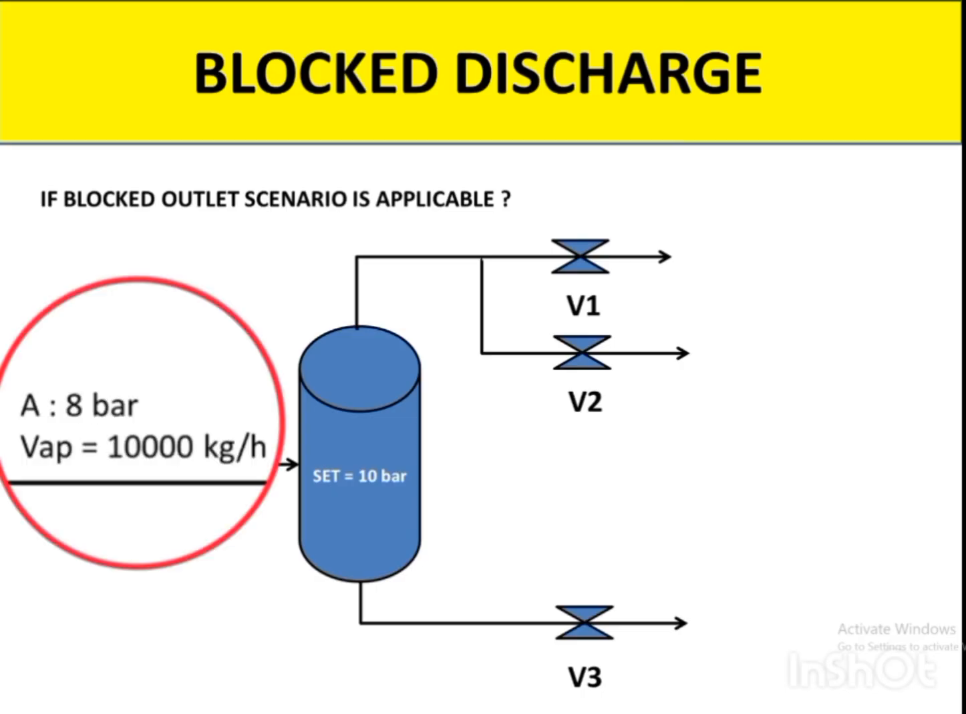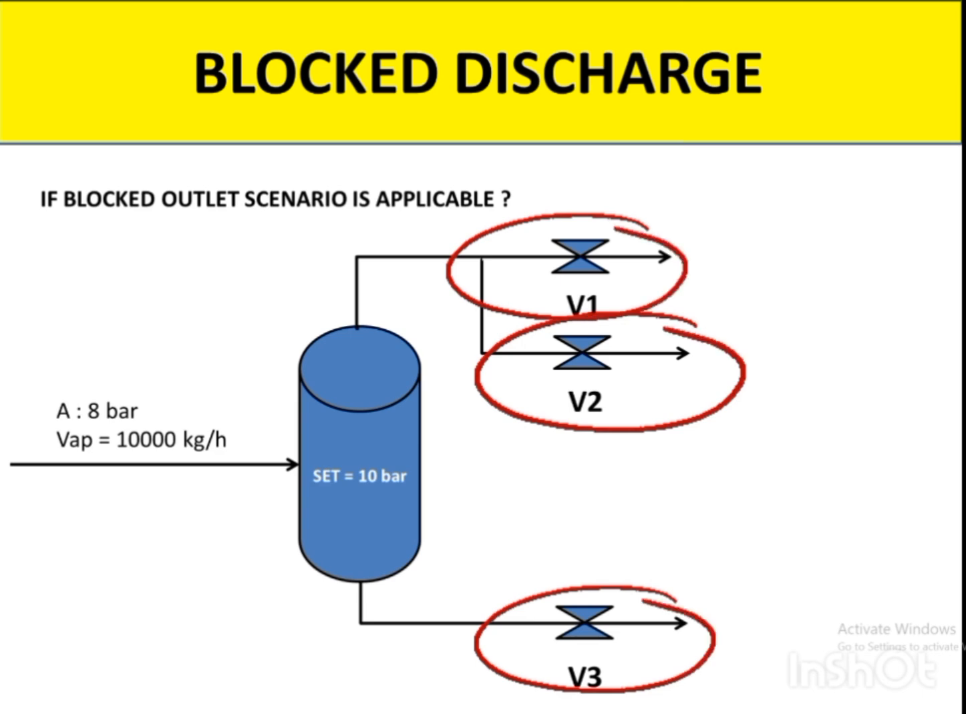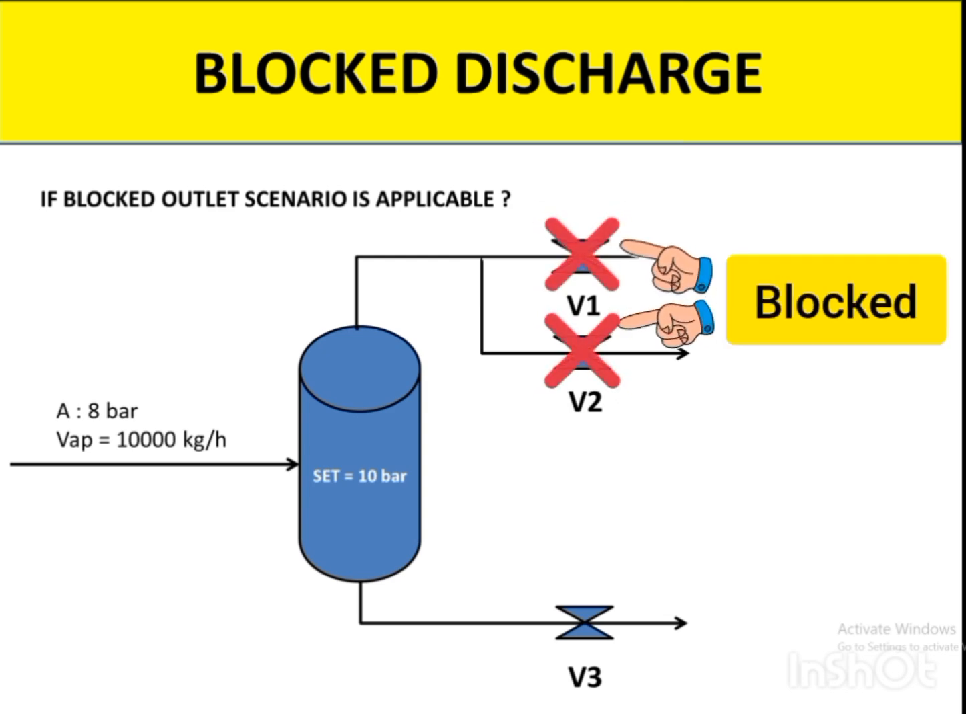The inlet stream pressure is 8 bar and the vapor flow rate is 10,000 kilogram per hour. We have three valves at the outlet of this vessel. You can see that one of the valves, valve 0, valve 1 or valve 2, is closed, or at most two of those valves are closed or blocked. Is block discharge applicable right here or not?